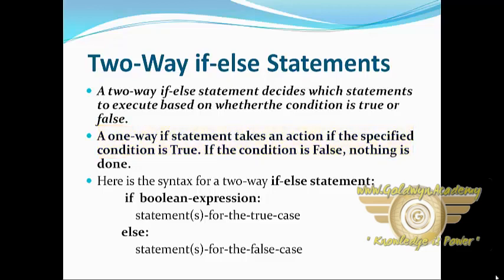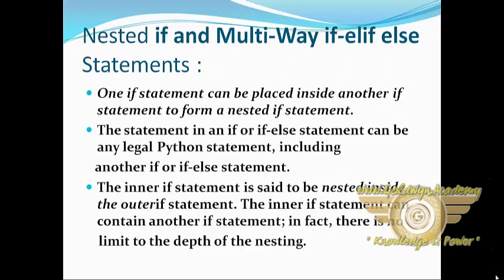But if you want to take one or more alternative actions when the condition is false, you can use the two-way if else statement. Here is the syntax for a two-way if else statement. First of all we write if and the boolean expression, then write the statement, then else and write the statement.